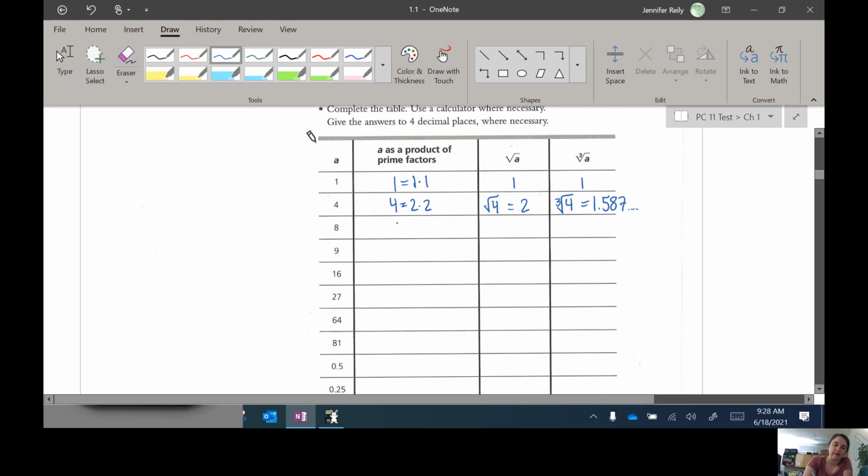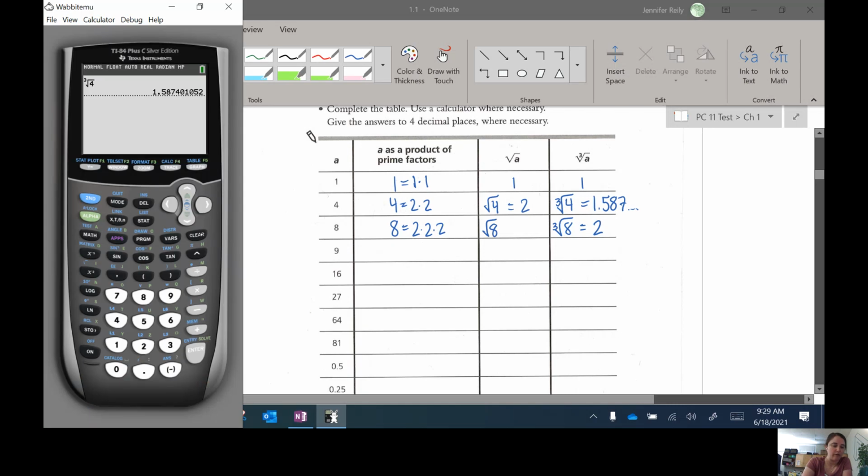8. So 8. If you break that down, 8 is actually 2 times 2 times 2. So you actually can take the cube root of 8. That asks, what do you multiply 3 times to make 8? Well, the answer is 2. But if I try to take the square root of 8, there's actually nothing I can multiply twice to make 8. So that I would need a calculator for.